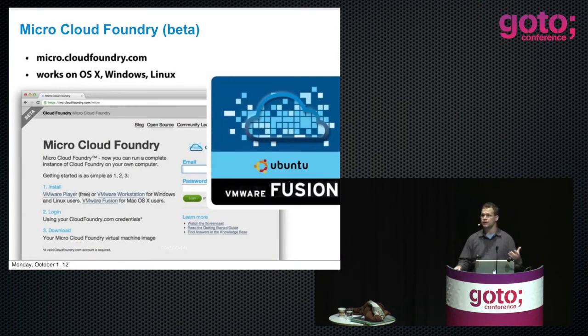Another important bit about cloud portability is the ability to run your cloud on a micro cloud, right? We have this virtual machine you can get. It's a complete working replication of production. It's a virtual machine you can download for free from micro.cloudfoundry.com. You can run it, the official way is to run it on VMware Player, but I've heard tell that it's possible to do it without it if you're not so inclined.